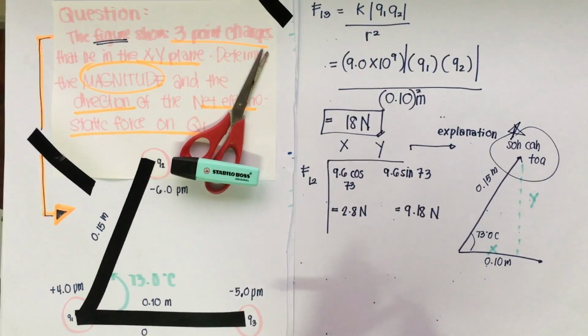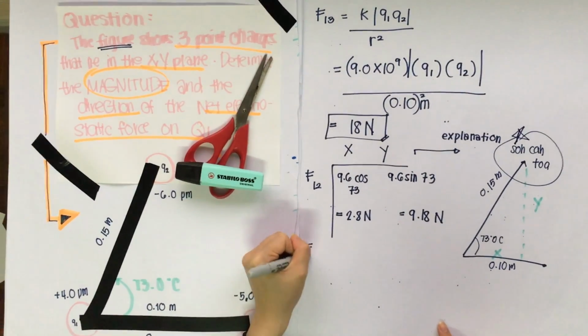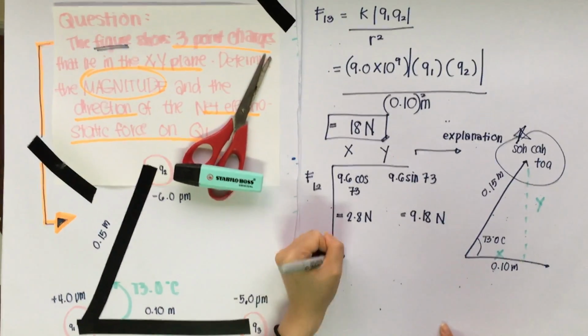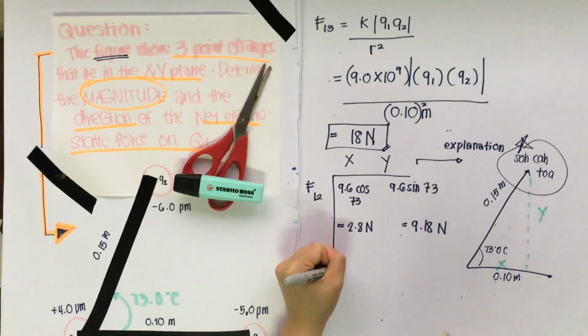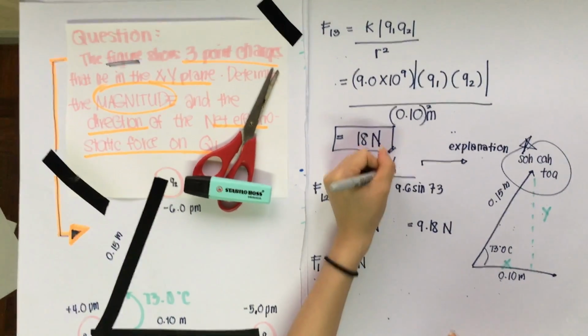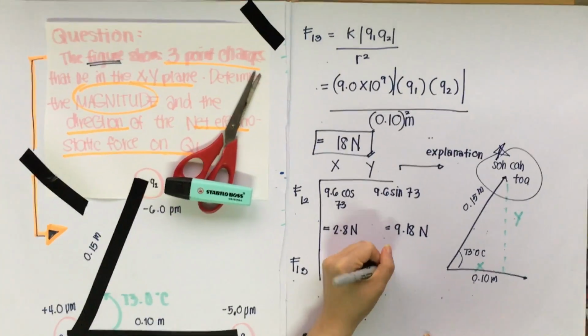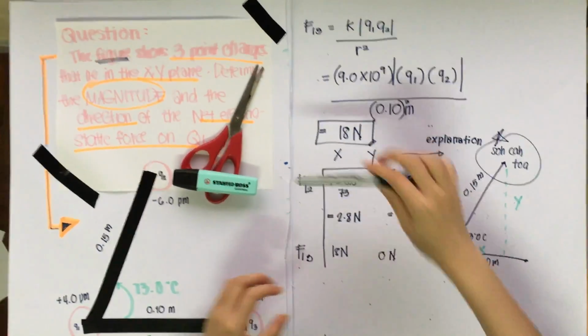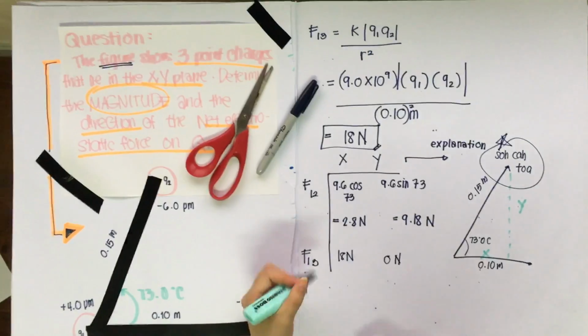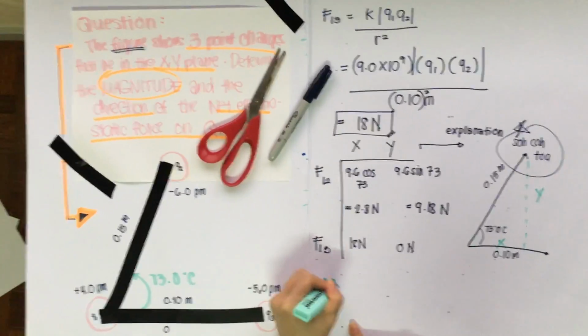Next, moving on, we have F13. We have 18 for the X and 0 for the Y. The reason F13 does not deal with SOHCAHTOA is because it simply lies on the X plane.